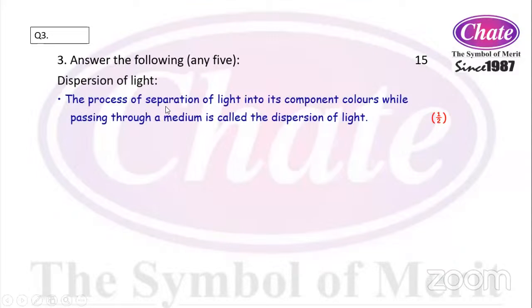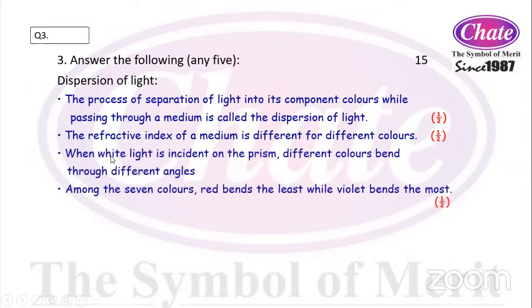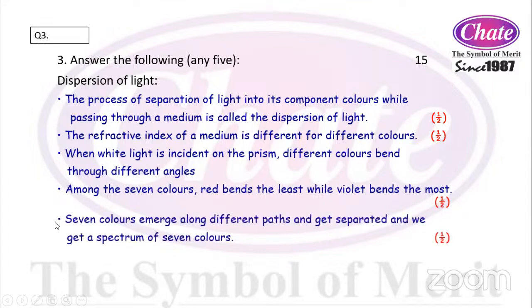So what is the dispersion of light? The process of separation of light into its component colors while passing through a medium is called the dispersion of light. The refractive index of the medium is different for different colors, and that is why you can see the spectrum of 7 colors. Then, when white light is incident on the prism, different colors bend through different angles. Among the 7 colors, red bends the least, while violet bends the most. So you have to write down this information, and the 7 colors emerge along different paths and get separated, and we get the spectrum of 7 colors. So all this you have to write, and you get the marks in this question on the dispersion of light.